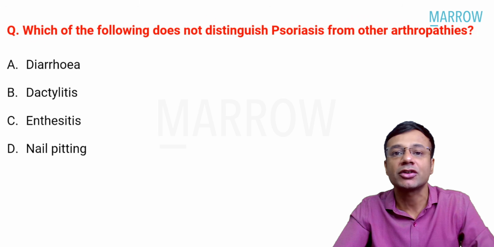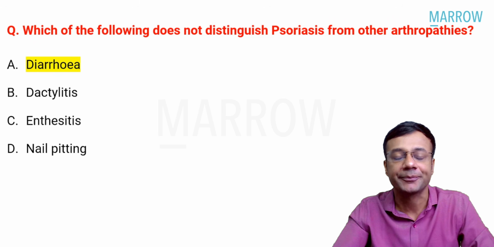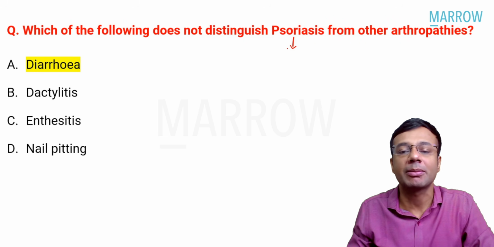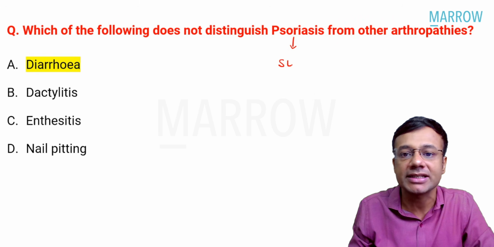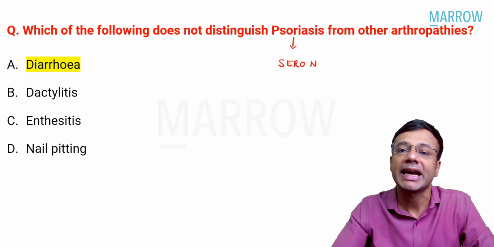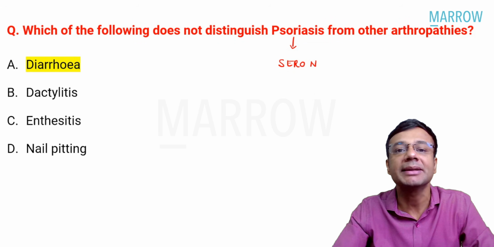Which of the following does not distinguish psoriasis from other arthropathies? A. Diarrhea, B. Dactylitis, C. Enthesitis, and D. Nail biting. The correct answer for this question is option number A, diarrhea. Now, when I'm looking at psoriatic arthropathy, the first point I need to remember here is that it is an example for seronegative arthropathy. So when I say seronegative arthropathy, students, it means that there are no specific autoantibodies in the blood. And apart from this, we're looking for some other important features.